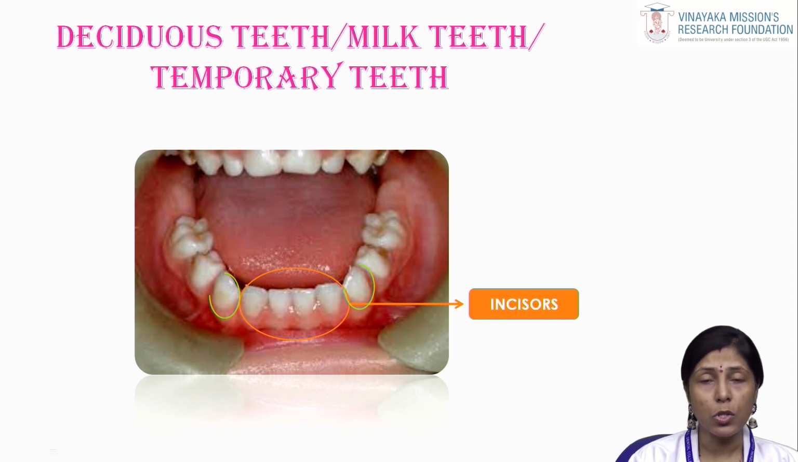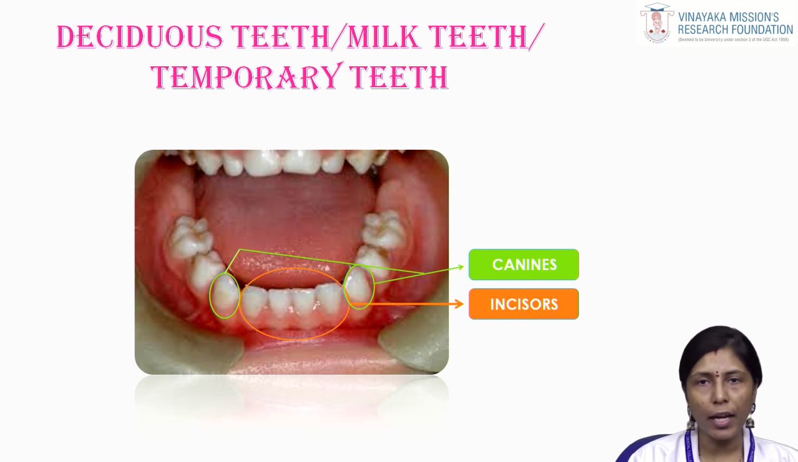Next to the incisors, you can see 1 canine on each side. So, you have 8 incisors both in upper and lower jaw, 4 canine both in upper and lower jaw, and then posterior to. When you talk about back teeth, you call it as posterior. When you are going to talk about front, you are going to say it as anterior teeth.